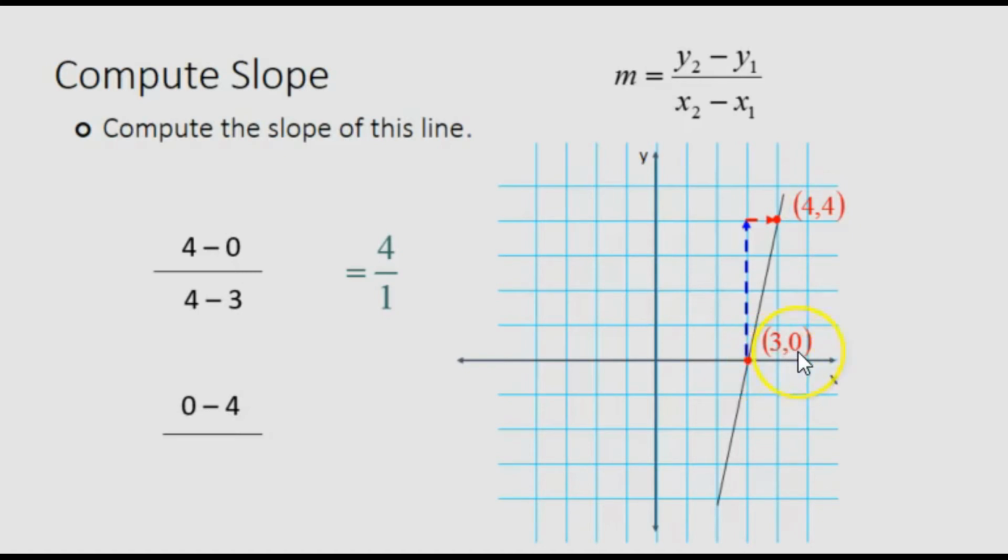Because we started with our y value 0 here, we will start with its corresponding x value for finding the run in this slope. So a 3 minus 4. Simplifying, 0 minus 4 is negative 4. 3 minus 4 is negative 1. Simplifying, a negative over negative results in that positive 4. Same slope with different order in our pairs.